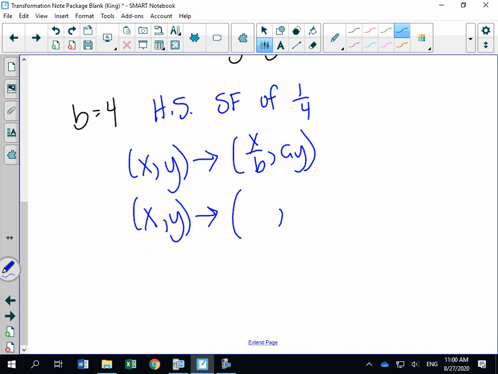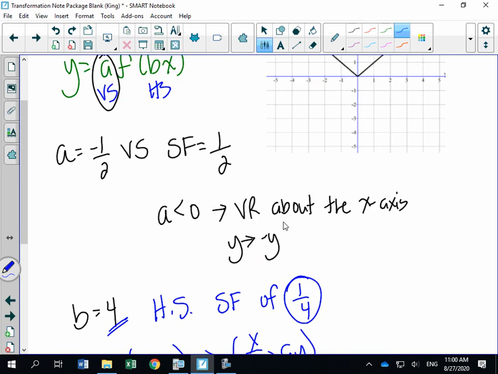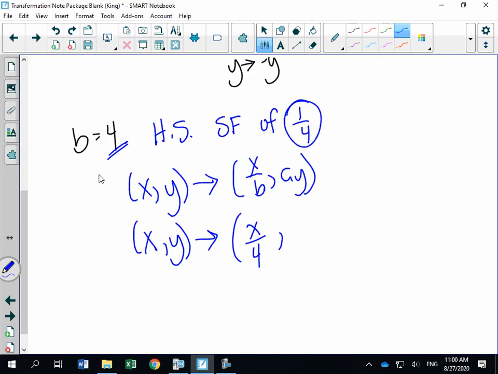So our b value is 4. So I could say x divided by 4, or I could say a quarter. Remember, our stretch factor times x is going to be the same thing, right? X over 4 is the same thing as a quarter times x. And my a value, what was my a value? A is negative 1/2. So I'm multiplying my y's by negative 1/2. Okay, that's going to be my mapping.